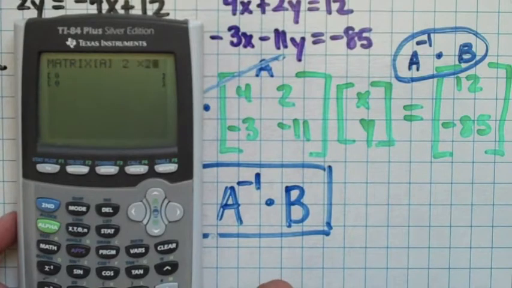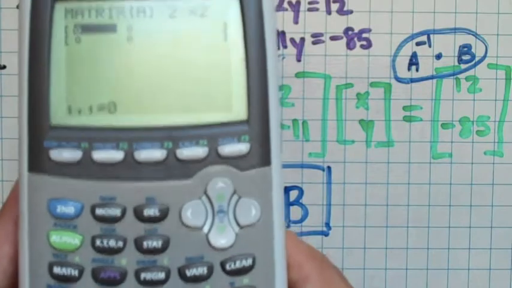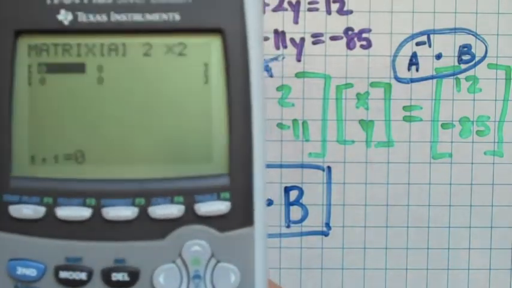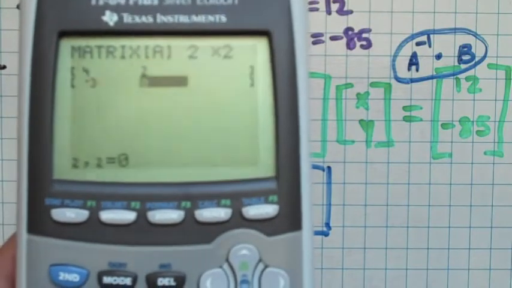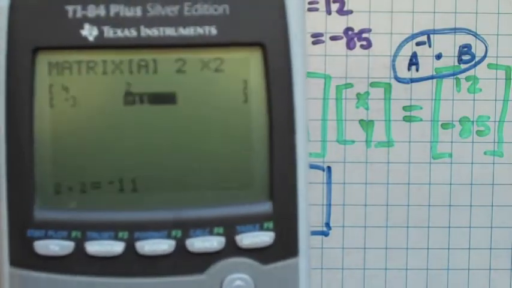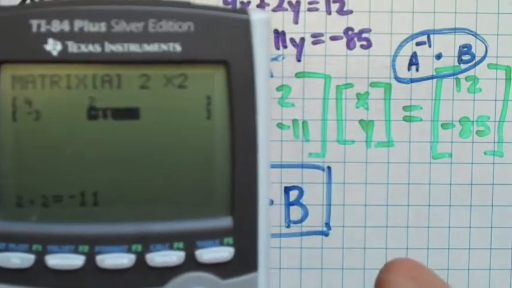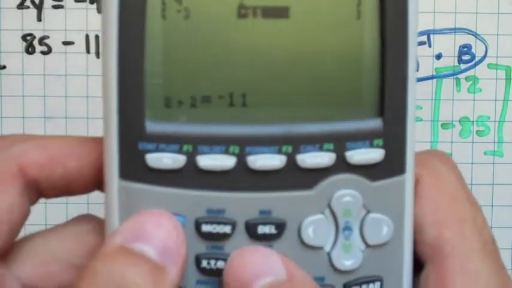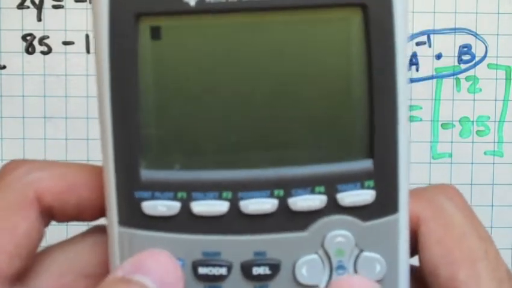So I'm going to change that to a 2 by 2, and I'm just going to punch in the numbers like they look. So my top left number should be a 4, and then I should have a 2, a -3, and a -11. So the matrix looks like that. You just type it in your calculator so it matches matrix A. Once you do that, you're going to quit out. So you're going to hit second, and the button right next to it is quit. Go back to the main screen. That's an important little step there.